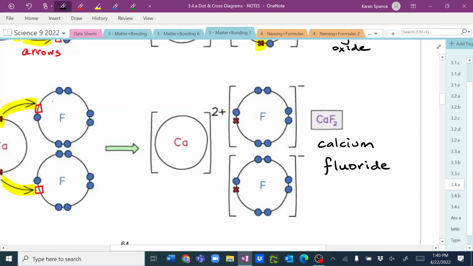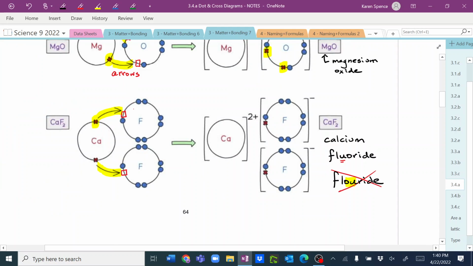Watch out for this. Fluoride, right? Not flouride. Okay, but fluoride. The U comes first. Flu. So those are your ionic compounds. That's how you show the formation of ionic bonds.